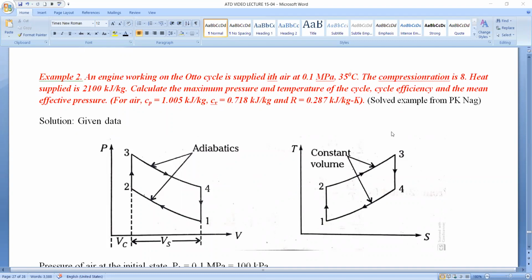So we were discussing module number 1, chapter 1, that is gas power cycles. In the previous couple of classes, we have seen the different assumptions made in the analysis of air standard cycles or gas power cycles like Otto cycle, Carnot cycle, diesel cycle, dual cycle, and we have seen the derivation of the air standard efficiency of these different types of cycles. In today's lecture, we will see the numerical on Otto cycle.